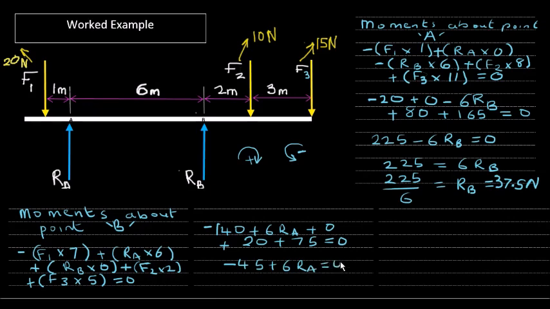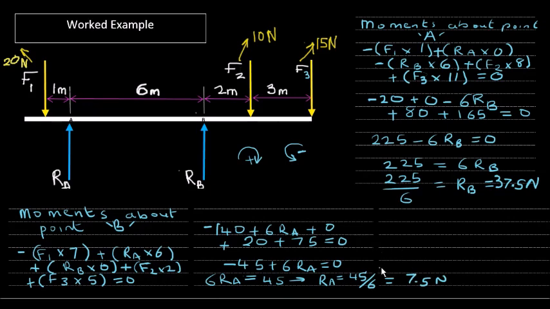So as you can see, minus 45 plus 6RA is equal to 0. So we'll rearrange that. We'll take the negative 45 to the other side, and that will become a positive 45. So 6RA is equal to 45. Therefore, RA is going to be equal to 45 divided by 6. And that will give us 7.5.